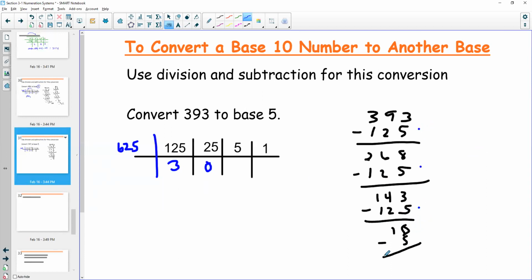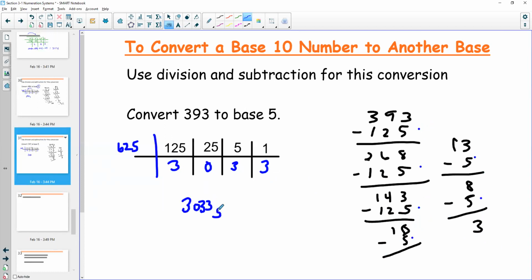Minus 5 gets me 13. Minus 5 gets me 8. Minus 5 gets me 3. All right, so how many of those did I take? 1, 2, 3. And then I have 3 left, so I can take out 1 3 times. Now, that means my answer is 3,033 in base 5. Remember that you got to check, okay? 3s exist in base 5, I'm solid.